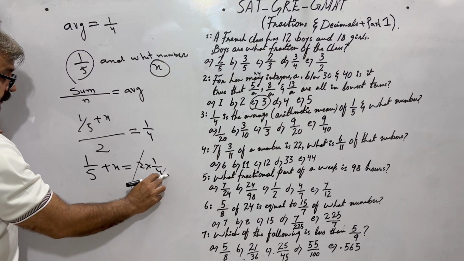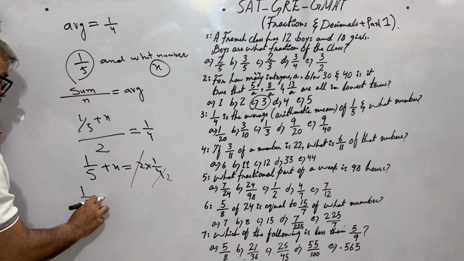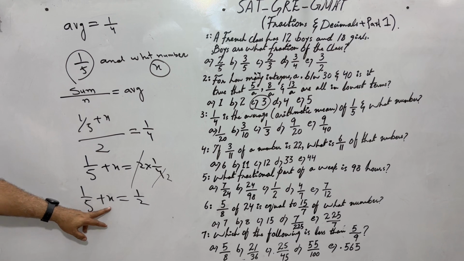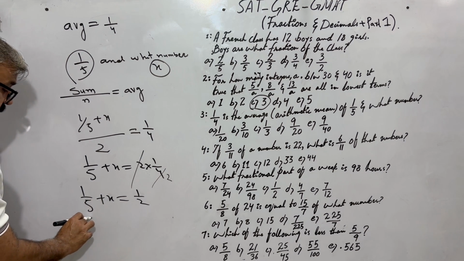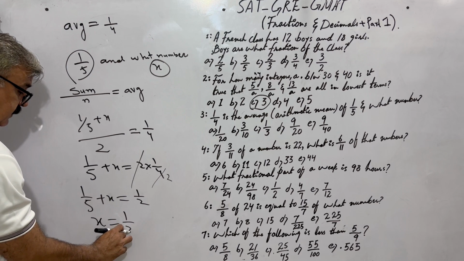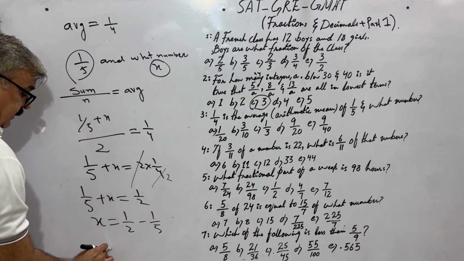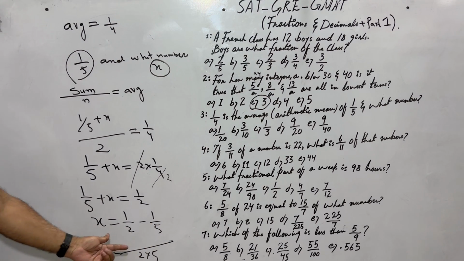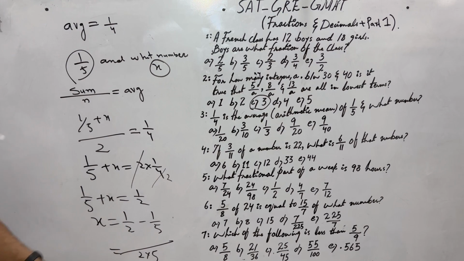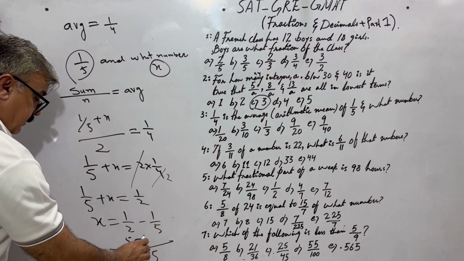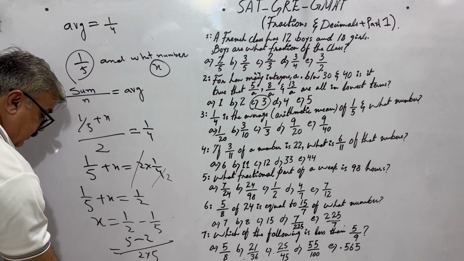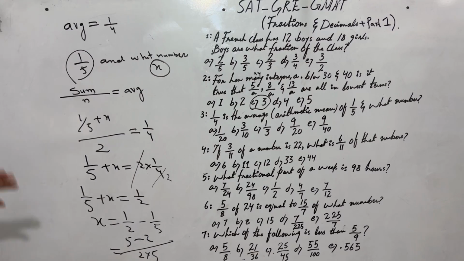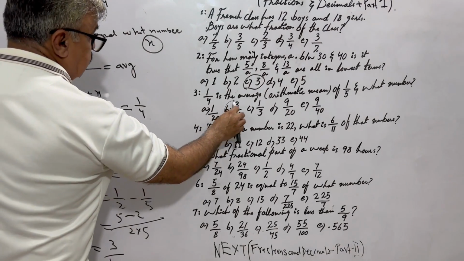Applying table of 2, we have 1 over 5 plus x is equal to 1 over 2. We are interested in finding x, so shift 1 over 5 over there. We have x is equal to 1 over 2 minus 1 over 5. For the LCM, just multiply the denominators. 5 times 1 is 5, 2 times 1 is 2. So x is equal to 5 minus 2, which is 3 over 10. So our number x is 3 over 10.